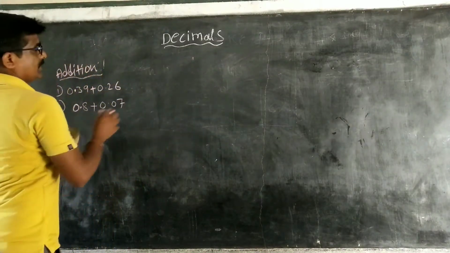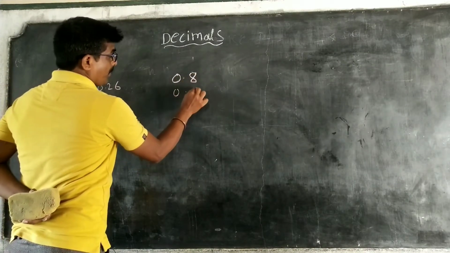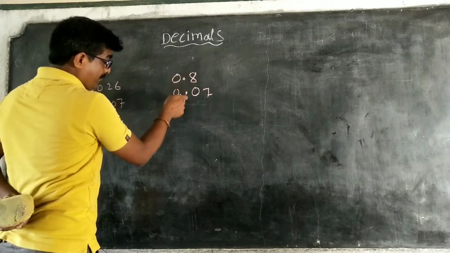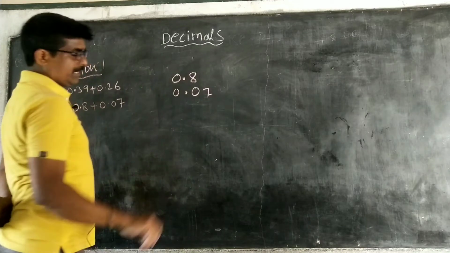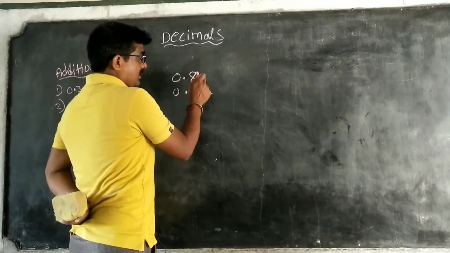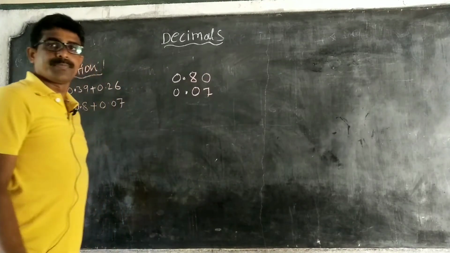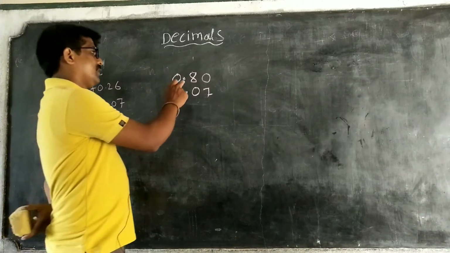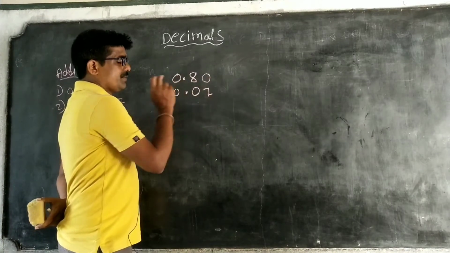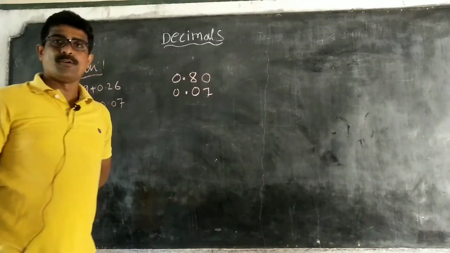If I am adding these only, that is equal to 0.8 plus 0.07. So we are maintaining the point only. That is equal to 0.8, and after the 8 there is no number, so you have to keep 0, no problem. That is equal to 0.80, and 0.07. Have to write a 0, that is no problem.